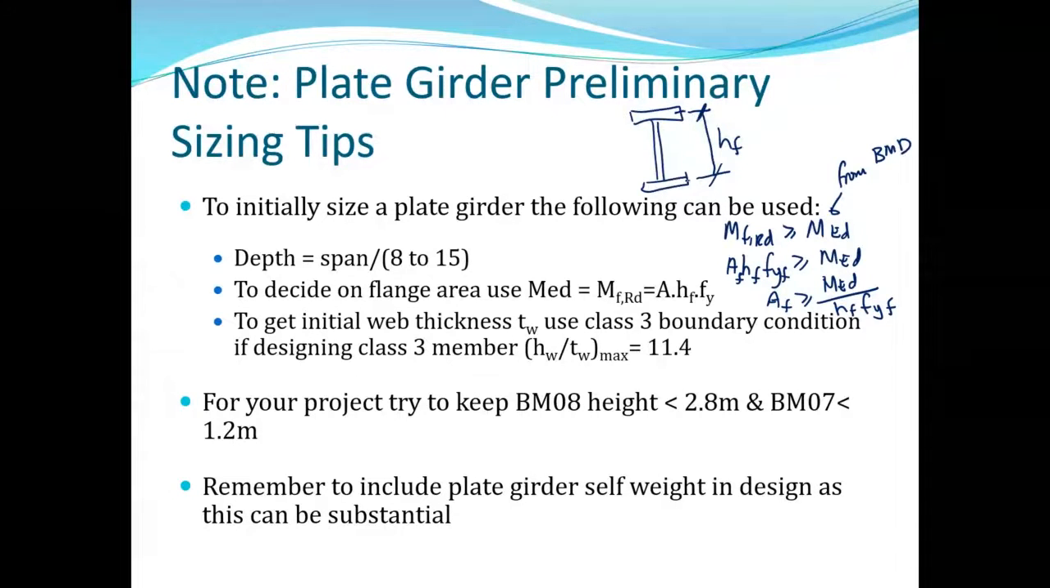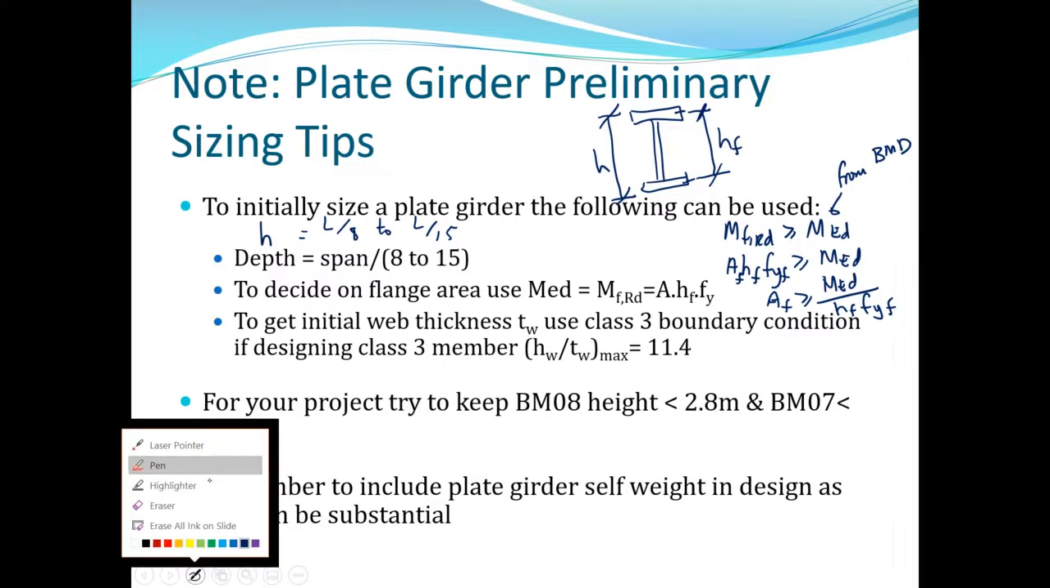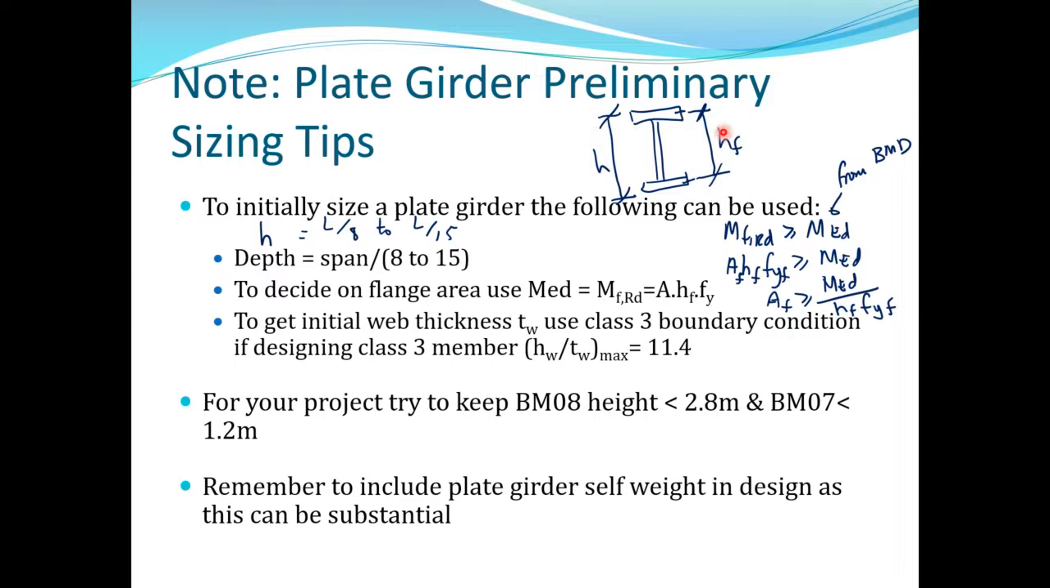Okay, so that's the centroid of the top flange, centroid of the top and bottom flange. So in step one, we've set the overall height of the section. Depth h is equal to span divided by 8 to L divided by 15. So somewhere in that range, we're going to set the overall height. So we pick a height that's within that range.